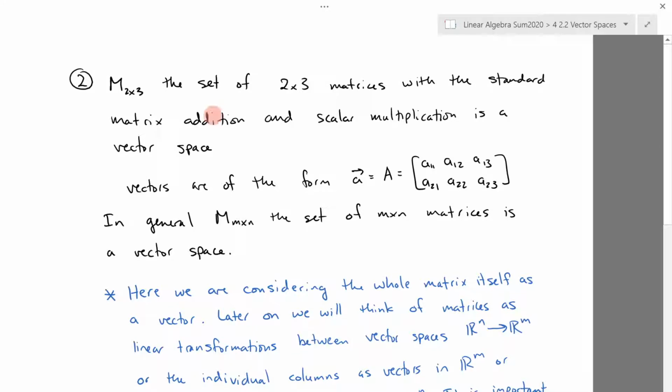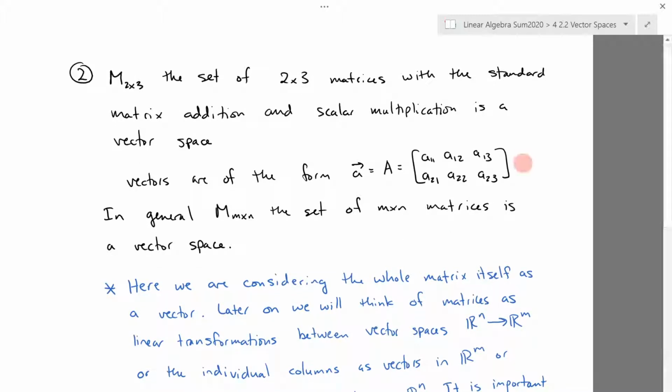And basically, again, the operations satisfy the 10 properties because we're familiar with how these operations work for matrices. So here I've listed the vector space for 2 by 3 matrices, but in general, the set of m by n matrices is also a vector space by following the same idea, where an m by n matrix has m times n coordinates. Again, each of these coordinates is a real number.